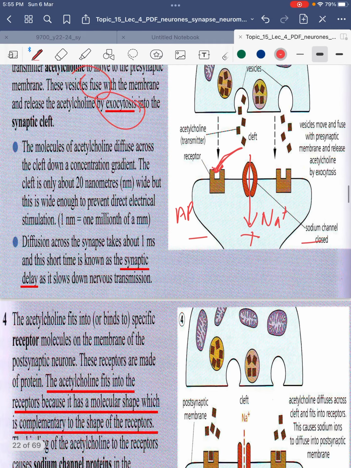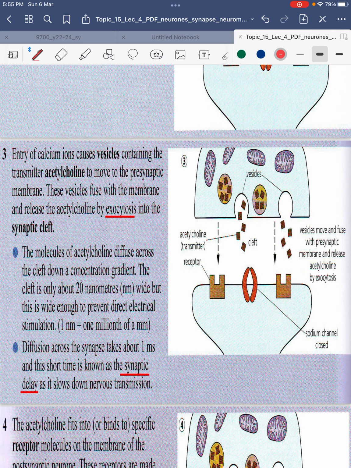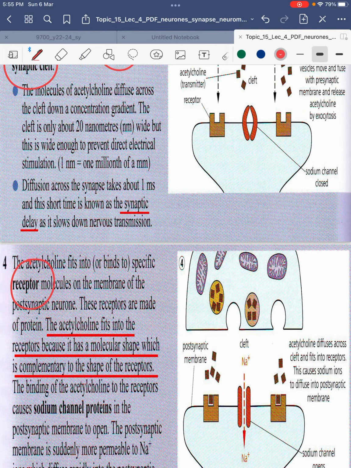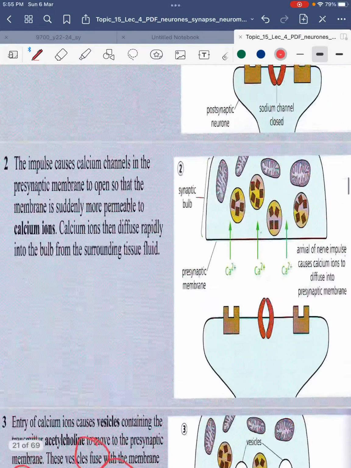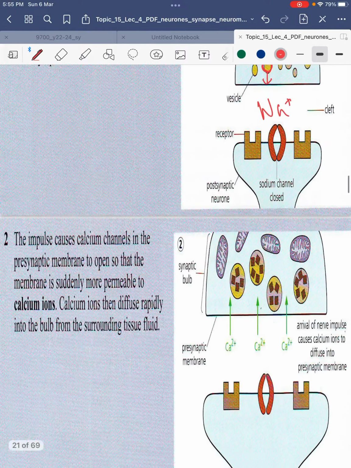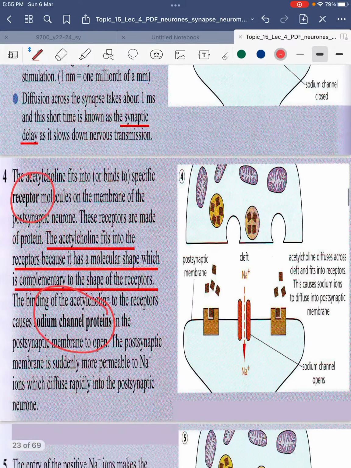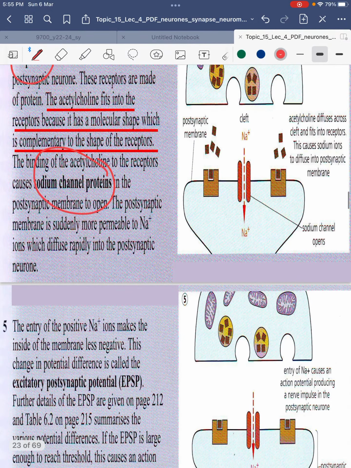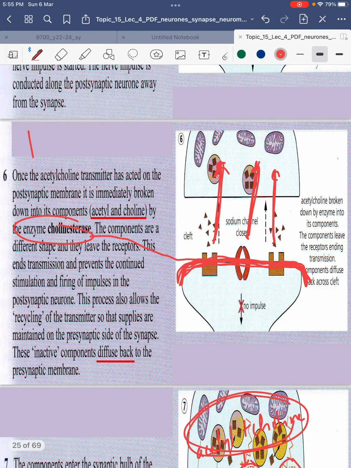A lot of students just need to not skip the steps. For example, fuse, exocytosis, synaptic cleft. These are very important. Binds the receptor, and then sodium channels open, and of course don't forget about the calcium ions as well. So everything must be in sequence. You cannot miss the important points. And don't forget about the recycle of the acetylcholine.